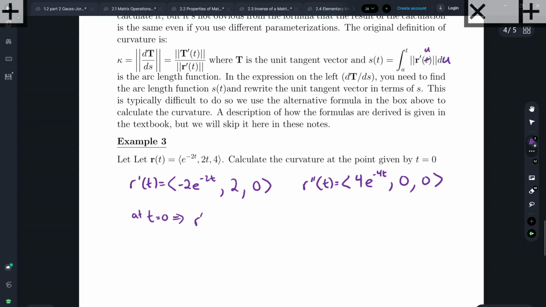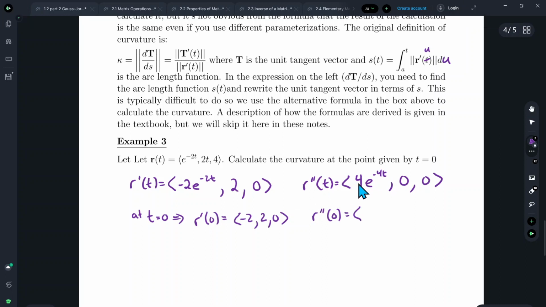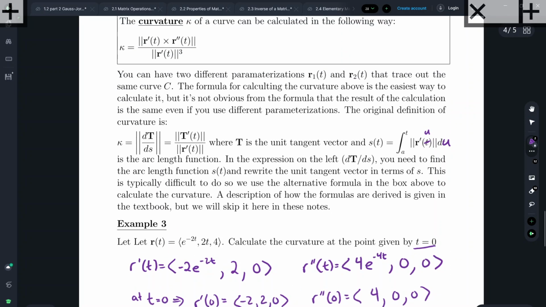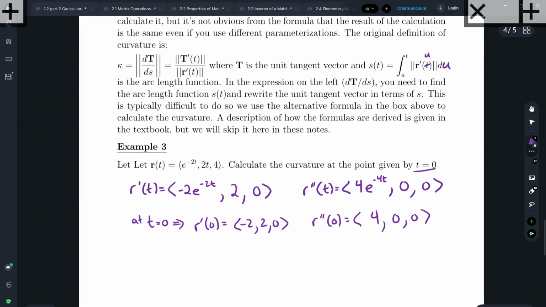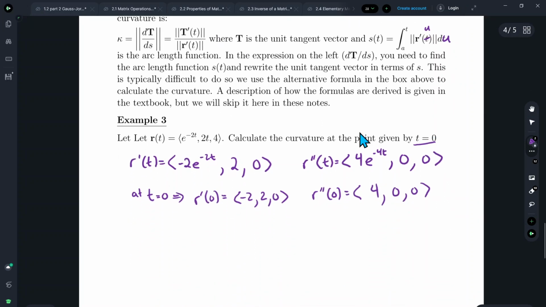you get r prime of 0, so you just plug in t equals 0. So e to the 0 is 1, so this is just negative 2, 2, 0, and r double prime of 0. Again, the exponential of 0 is 1, so you get 1 times 4 is 4. And so again, because we're asked to calculate the curvature only at a single value of t, we can just calculate it in the beginning, and then that'll make the cross product easier to calculate. So I don't have any more t's involved, right? So now these are just numbers.